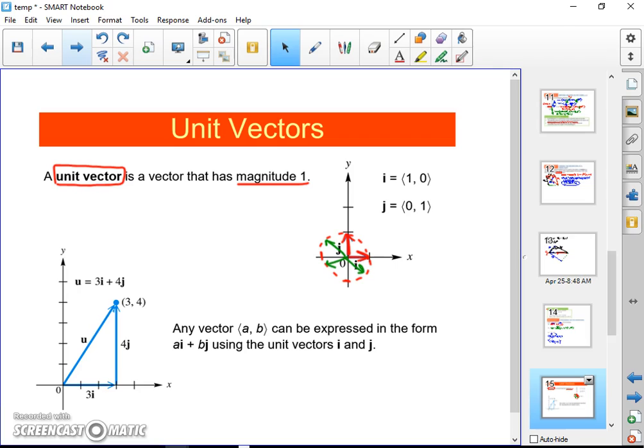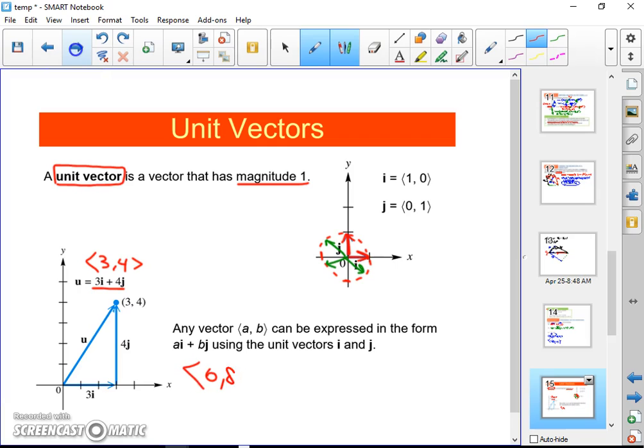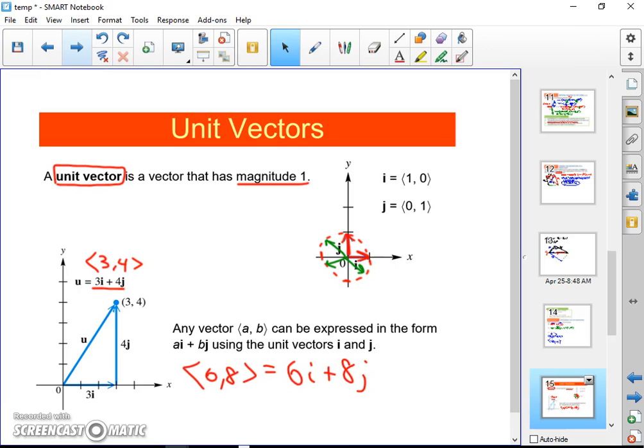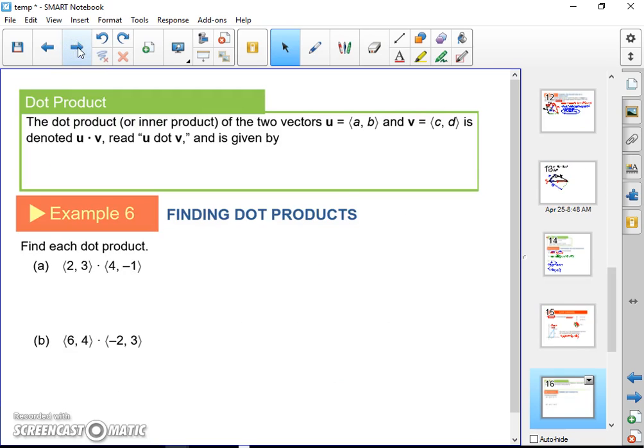Then they introduced this other terminology, 3i plus 4j is the same thing as 3 comma 4. Okay, it's the same thing. So if I give you a vector 6, 8, you might have to write it as 6i plus 8j. It's just important to notice the x part is 6 and the y part is 8. It's really hard to mess that up, I think.